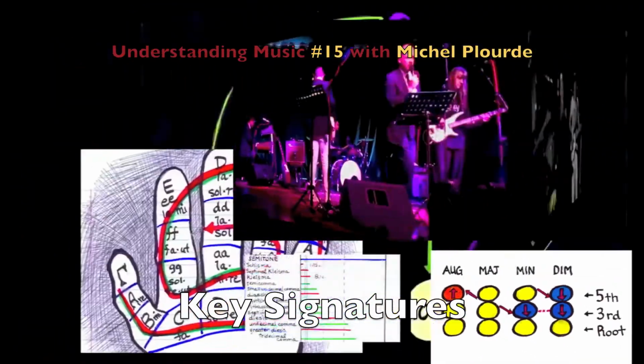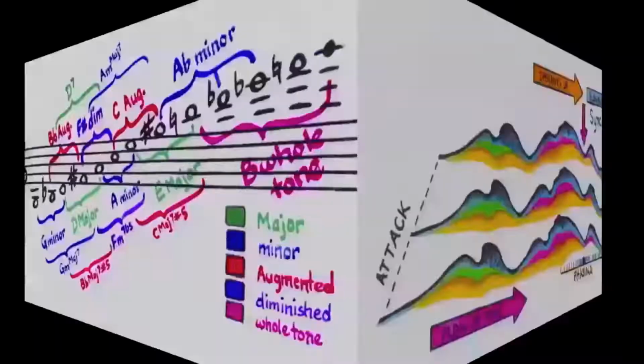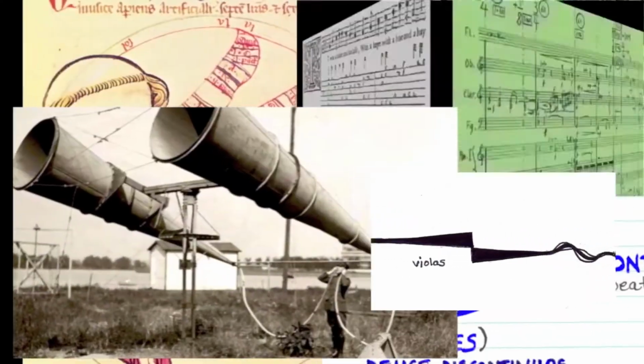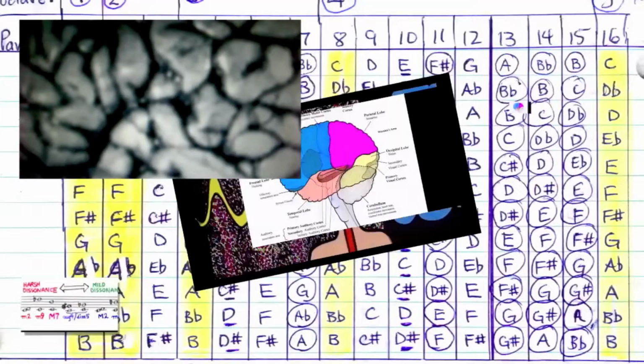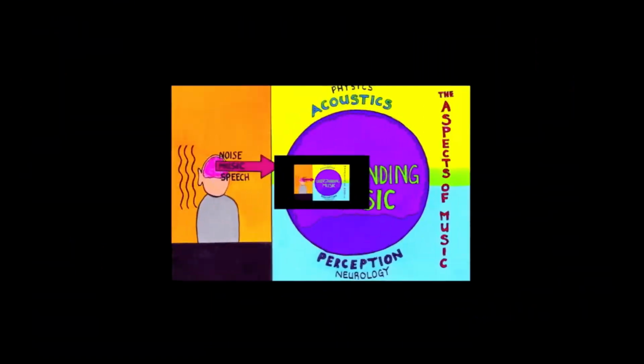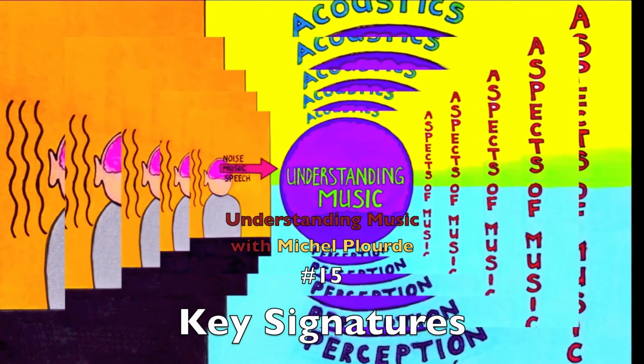Theory, performance, rhythm, harmony, line and form, acoustics, notation, orchestration, neurology, and perception. These are the keys to understanding music.